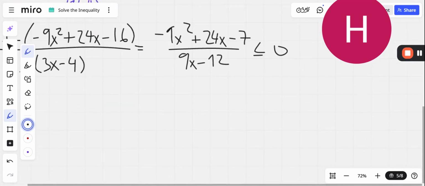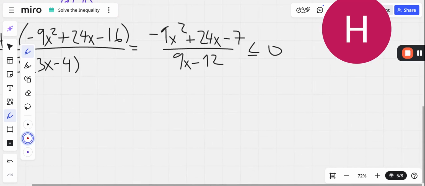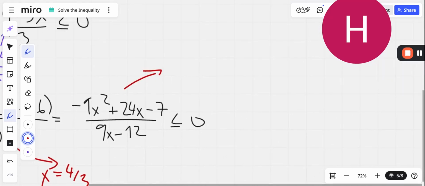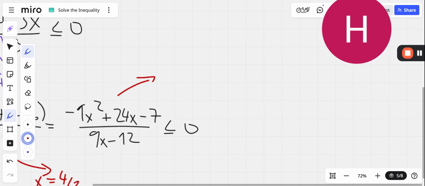So here's where the beauty of the chart comes in. We need to find zeros for the numerator and the denominator. The denominator clearly has a zero at x equals 4/3. Whereas the numerator, where does it have its zeros? It has its zeros according to the quadratic equation, or if you wanted to multiply all this out, you could probably find some factors that work here.